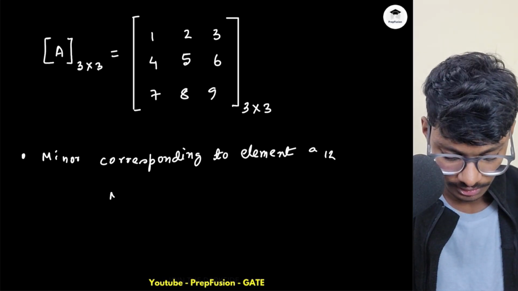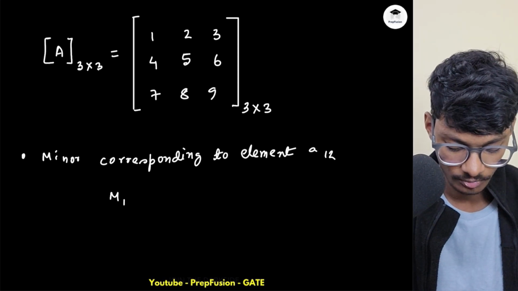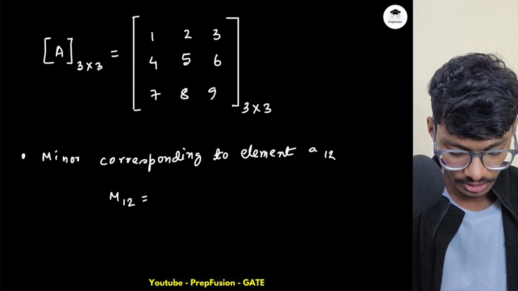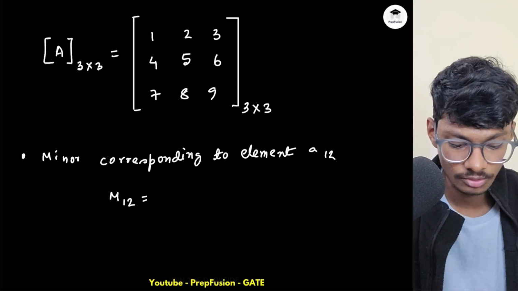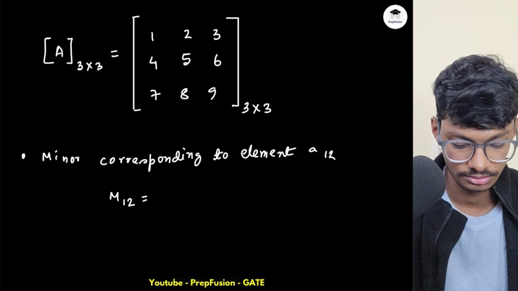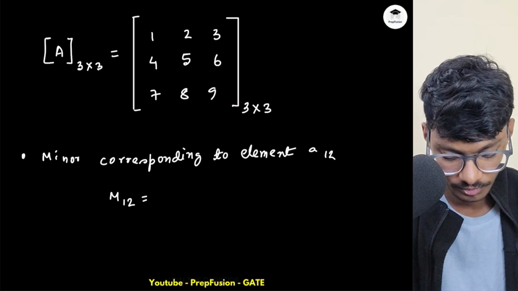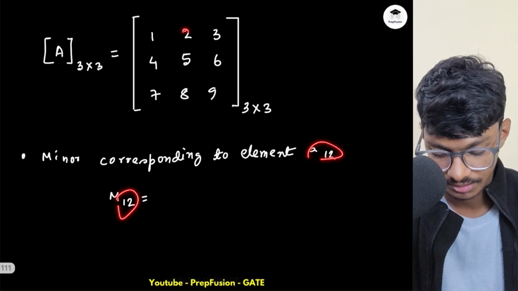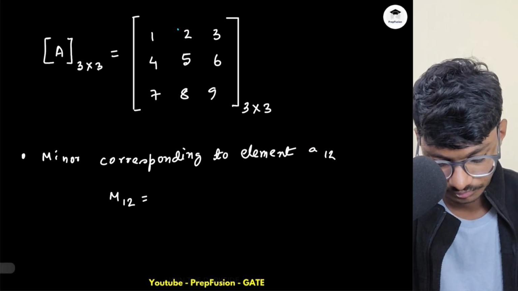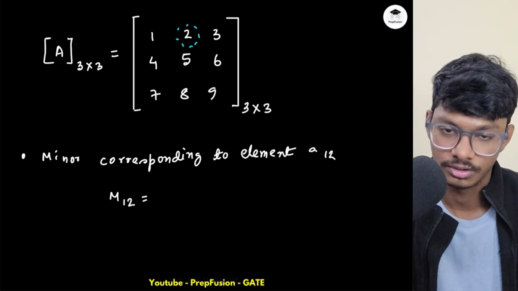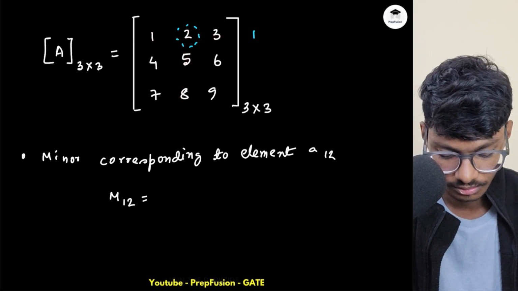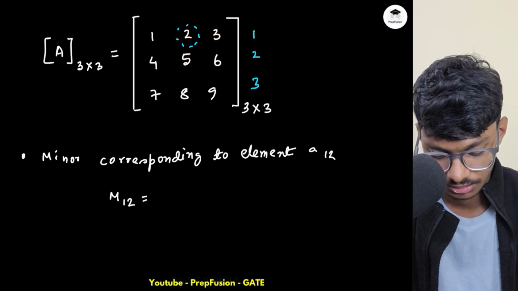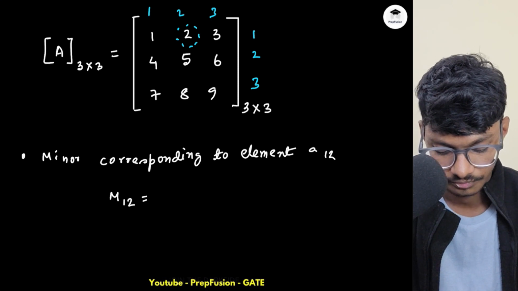We write our minor like this, M i, j. So I will write M12, and it will be simply the 2 cross 2 determinant in this case, because this matrix is 3 cross 3. So A12, what is A12? A12 is this element. What is 1? 1 is the first row, and 2 is the second column.